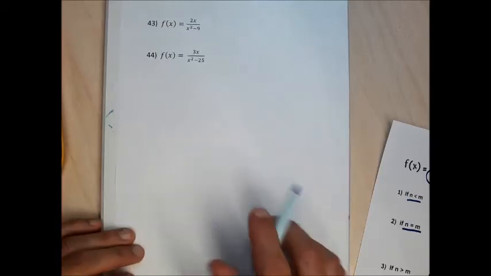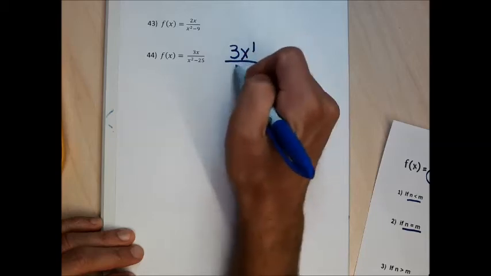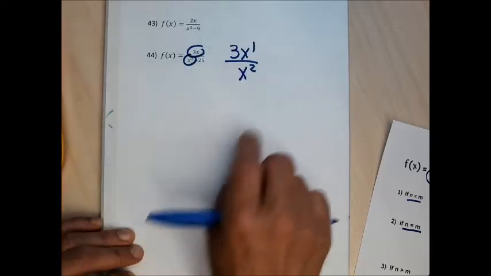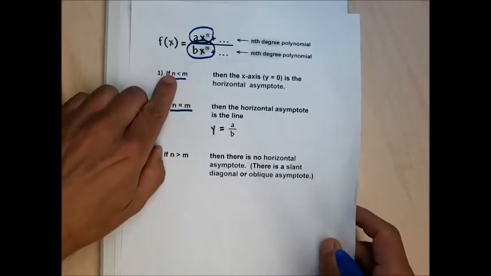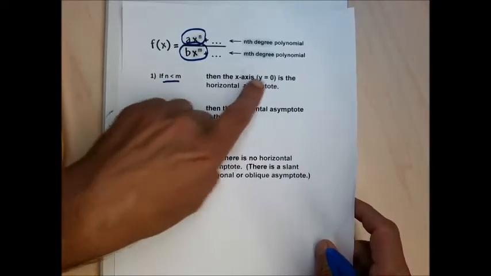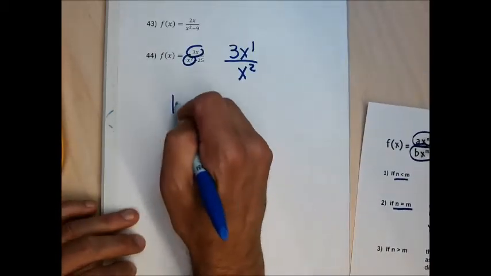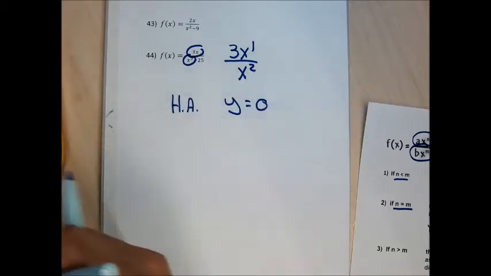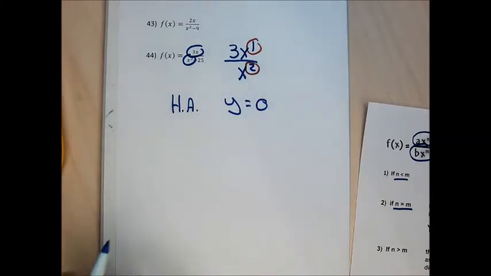For problems 43 and 44, I look at the term in the numerator with the highest exponent and the term in the denominator with the highest exponent, and I ignore the rest of the fraction. Because the numerator's exponent is less than the denominator's exponent, the x-axis, or y equal to 0, is the horizontal asymptote, and there's no work to do. So for 44, the horizontal asymptote is going to be y equal to 0, and anytime the highest exponent in the denominator is bigger than the highest exponent in the numerator, you get y equal to 0 for the horizontal asymptote.